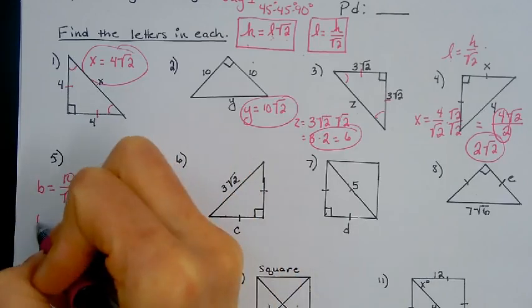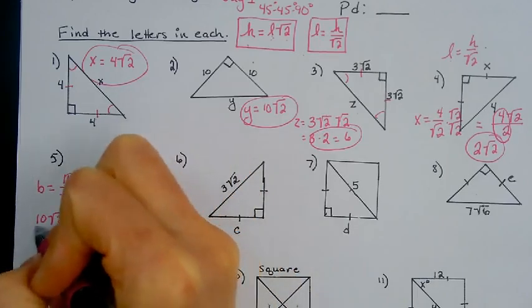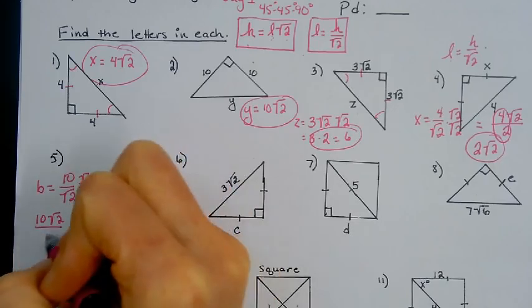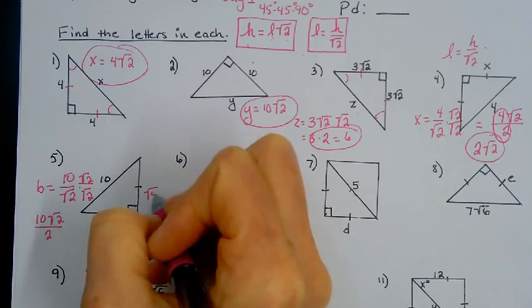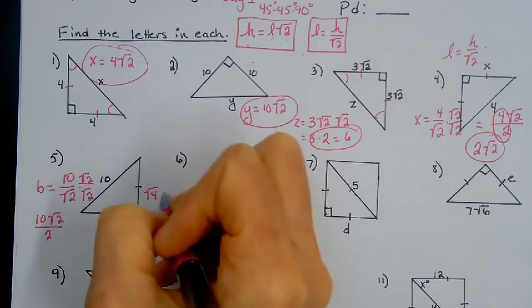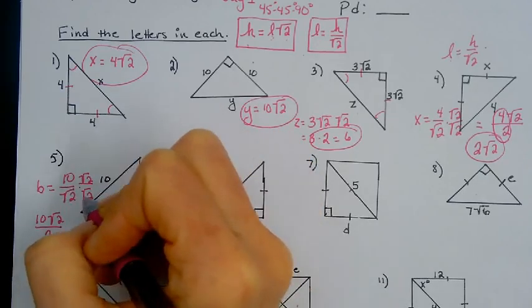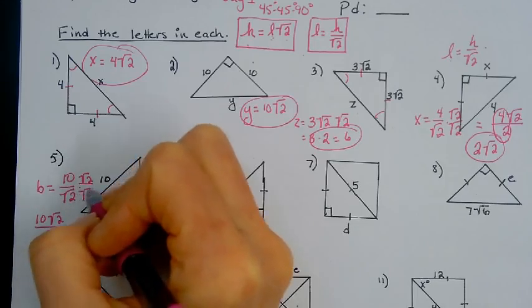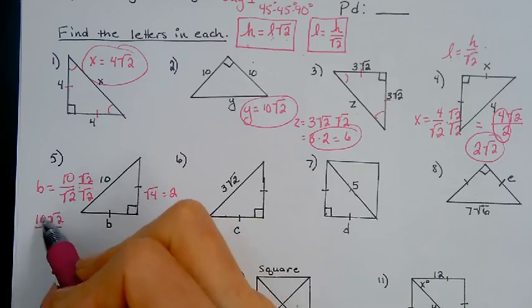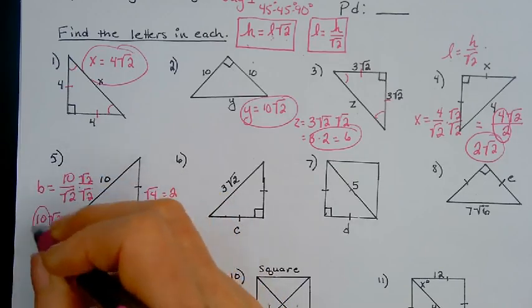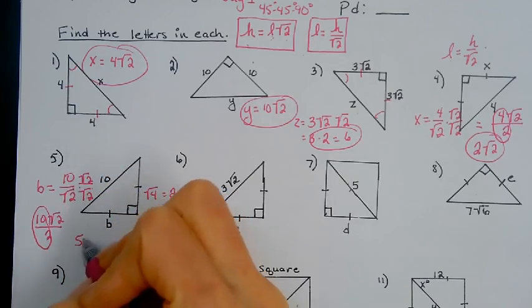And on the top we get 10 rad 2, and on the bottom we get rad 2 times rad 2, which is just 2. Remember, rad 2 times rad 2 is rad 4, and the square root of 4 is 2. When we multiply it by itself, it gets rid of the radical. Now, we can simplify this some more, because we have a 10 and a 2 here outside the radical, so that's 5 rad 2.